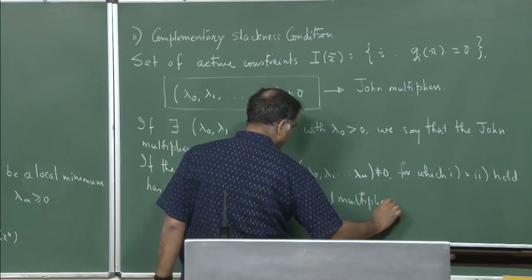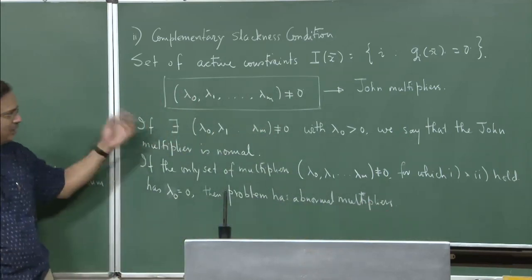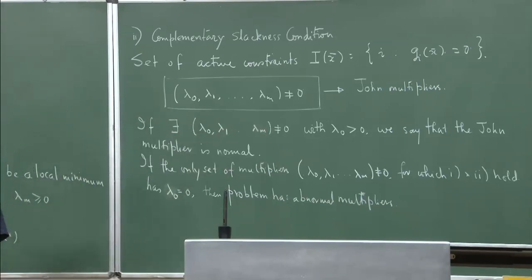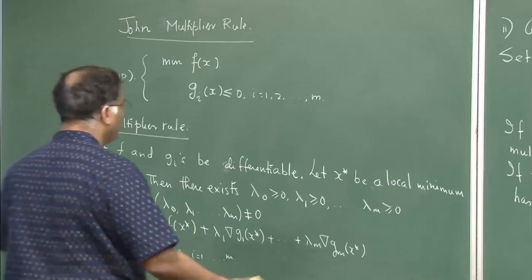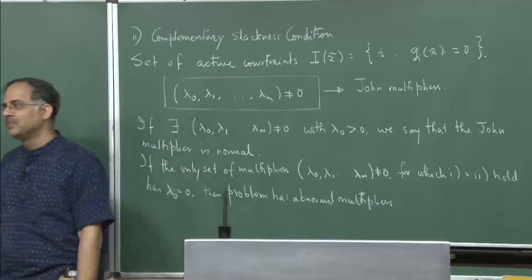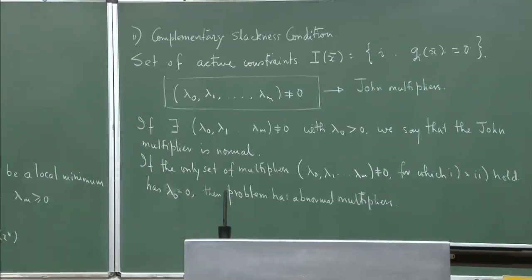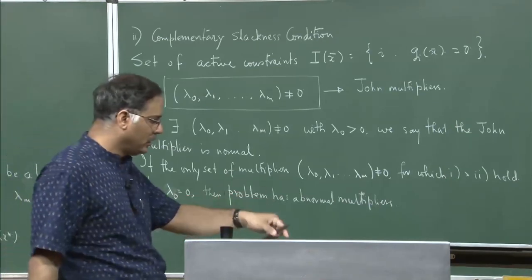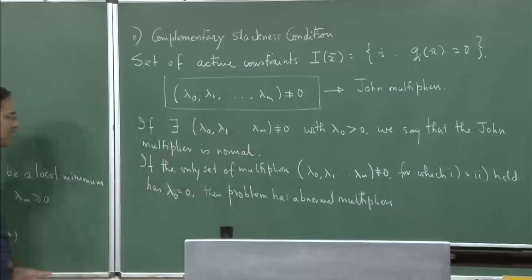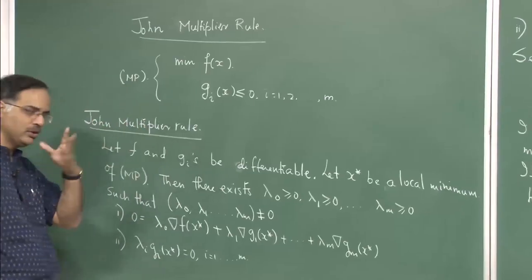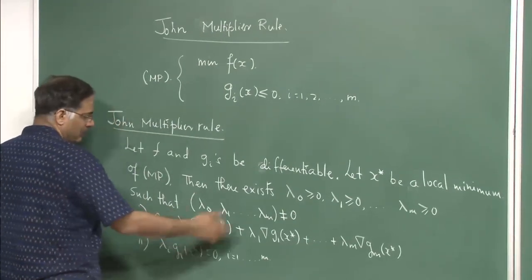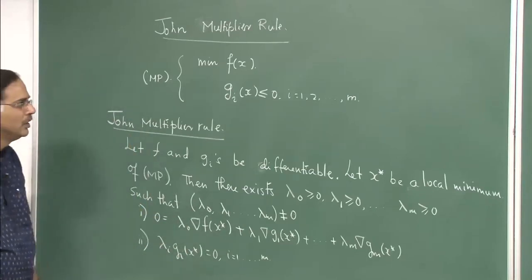Or the good case and the bad case. The good case is that it is enough just to have one such multiplier with lambda naught strictly greater than 0. And the bad case is that you do not have any multipliers which satisfy these two and for which lambda naught is strictly greater than 0. It looks like, okay, why are you bothered with lambda naught equal to 0 and lambda naught strictly greater than 0? When we have lambda naught strictly greater than 0, you can just write lambda naught equal to 1. So I am bothered because if lambda naught is equal to 0, then grad f(x) would have no role.